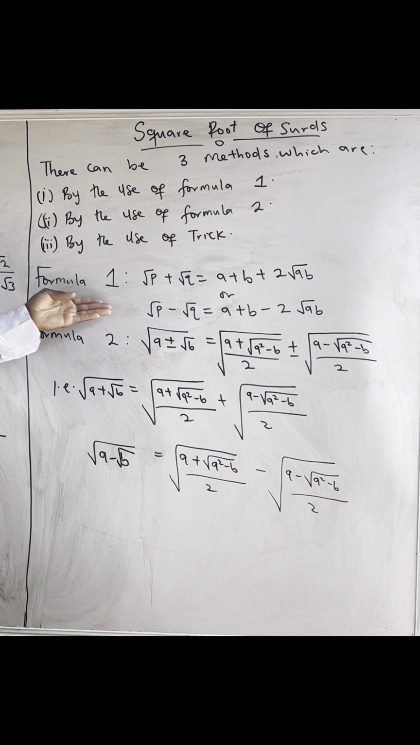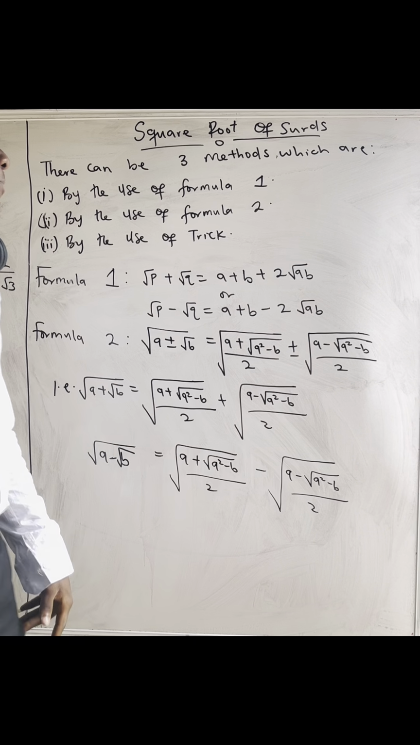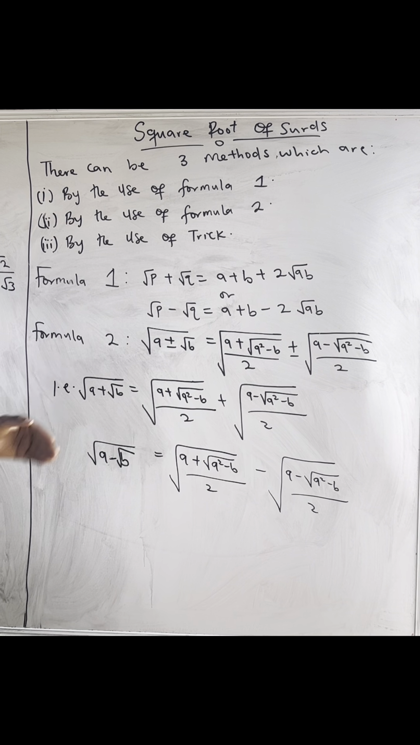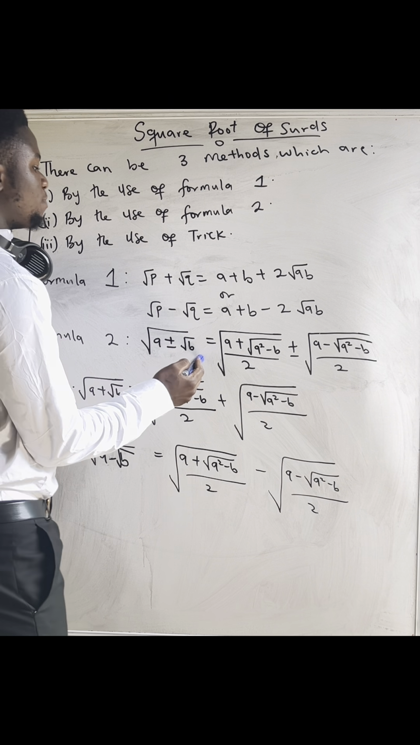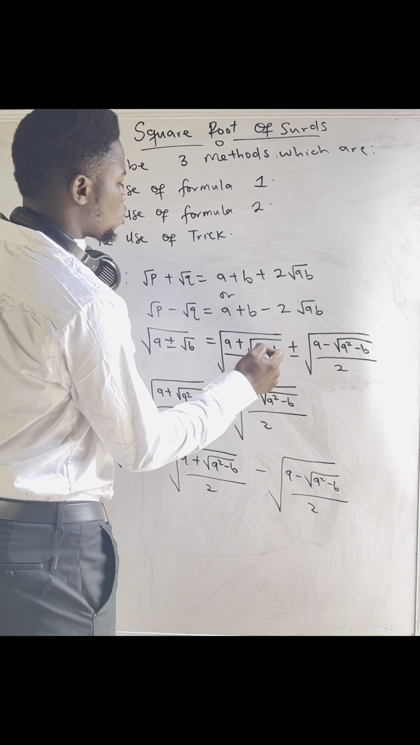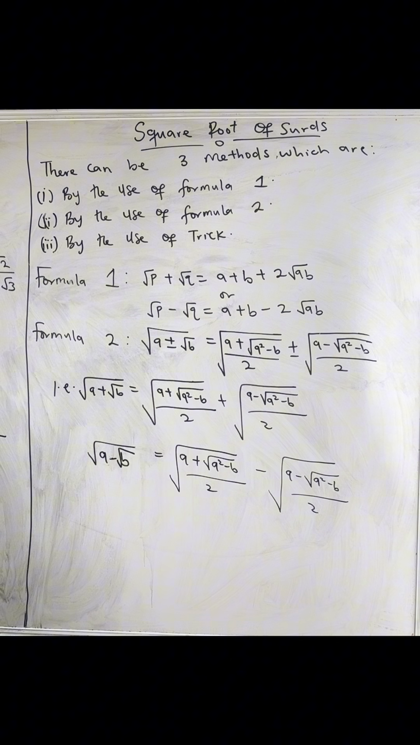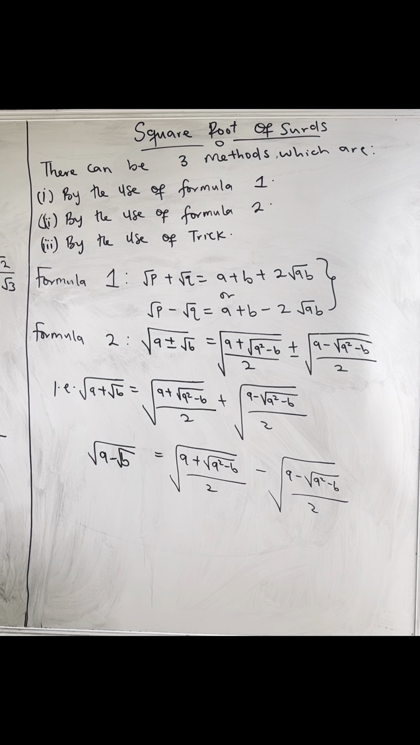Now, if you're talking about formula 1, this is by using the expression a plus b plus 2 root ab or a plus b minus 2 root ab. While we are talking about formula 2, this is by using this general formula, that is square root of a plus or minus root b will be equal to square root of (a plus square root of a squared minus b) over 2. Don't mind that.